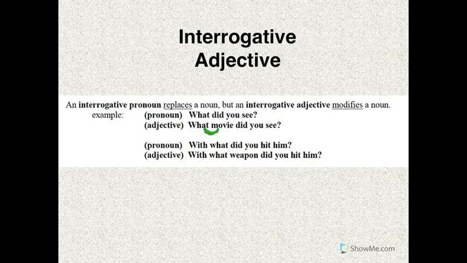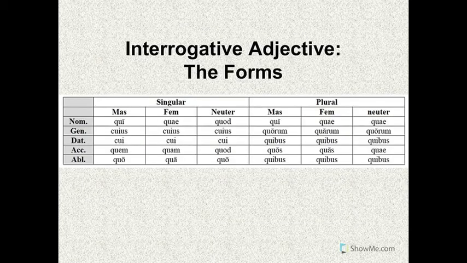In our next example, we have our pronoun, with what did you hit him? But for the adjective, it is with what weapon. What is agreeing with the word weapon. So with what weapon did you hit him? Here's the chart for the interrogative adjectives. Take a second and see if they seem familiar to you. That's right, they're the same as the relative pronouns.